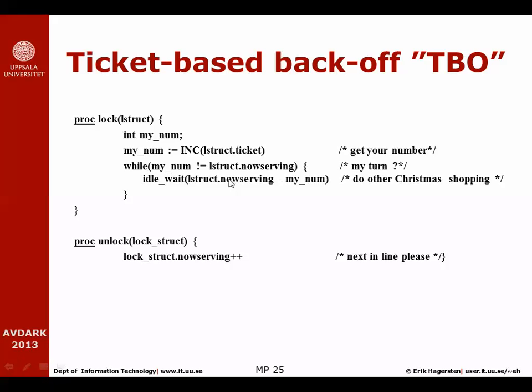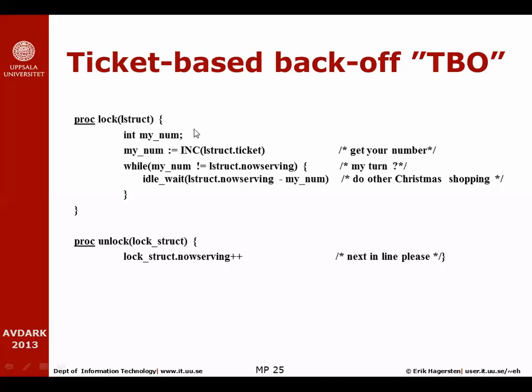So instead of having 500 threads eagerly spinning to get in there, only the 10 or 20 or 30 threads that stand a chance at getting in there are spinning eagerly while all the other threads are out Christmas shopping. So this is what's called a back-off strategy. We call this one the ticket back-off strategy.